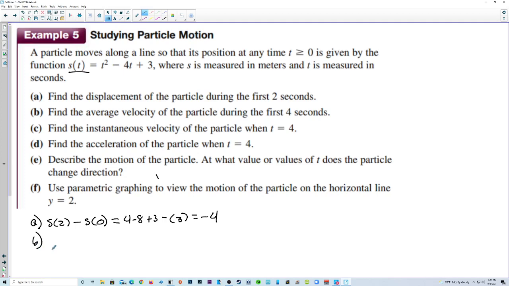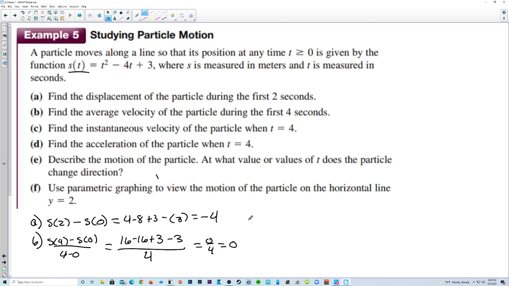Letter B, find the average velocity of the particle during the first 4 seconds. We need s of 4 minus s of 0 over 4 minus 0. So let's plug 4 in. That's 16 minus 16 plus 3. When we plug 0 in, that's going to be minus 3, over 4, and both those are going to cancel out, so we get 0 over 4, which ends up being 0.